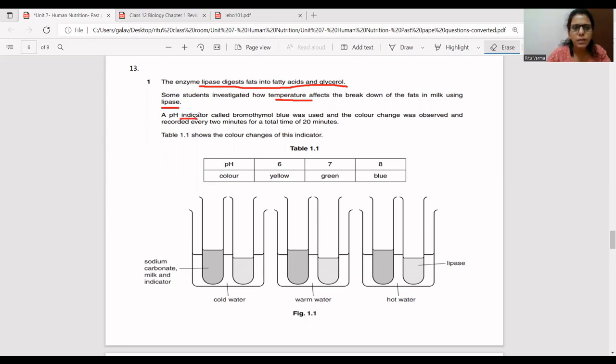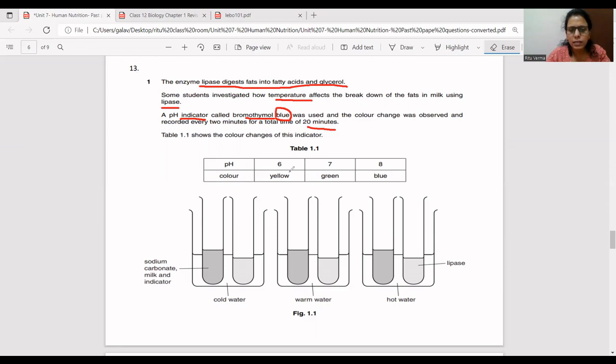Now they have used here pH indicator called bromothymol. Okay, so this pH indicator was used, and the initial color of this bromothymol was blue. Okay, so this bromothymol was added in all the 3 setups. Okay, and then the color of this bromothymol blue indicator was noted for every 2 minutes till the time of 20 minutes. Okay, so for every 2 minutes till the time of 20 minutes, this color of this particular indicator was checked.